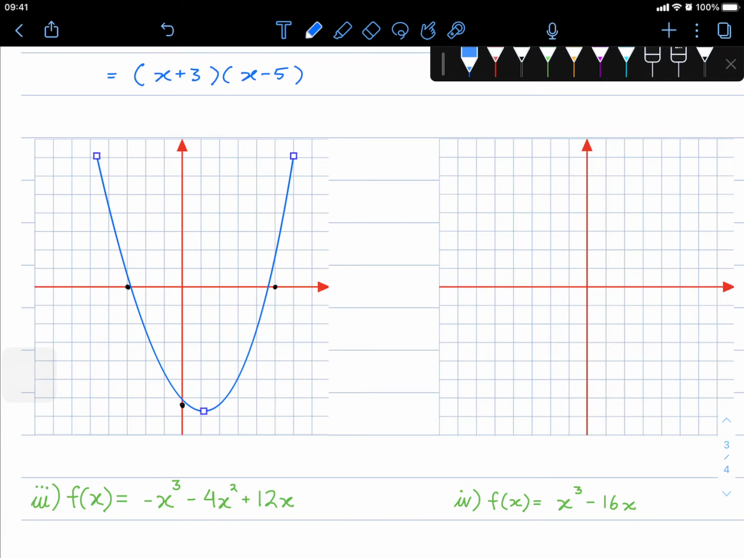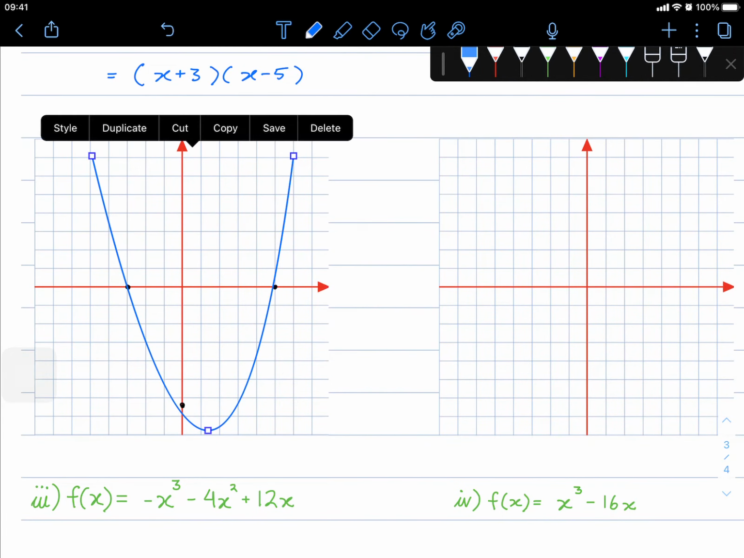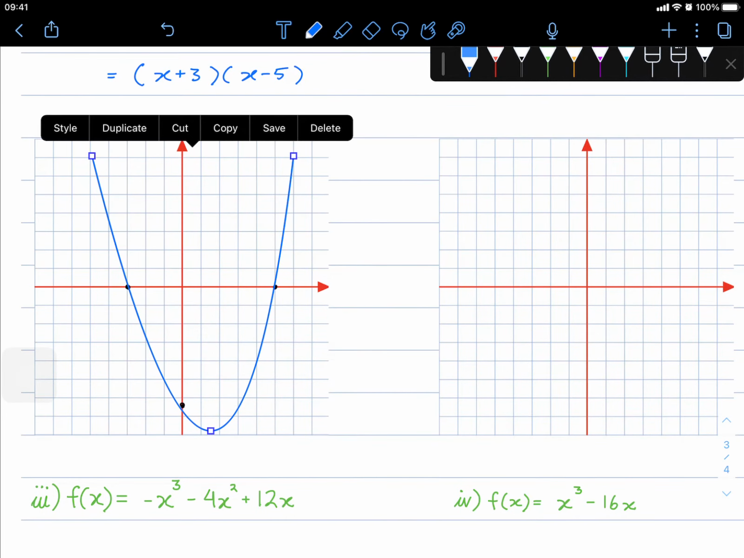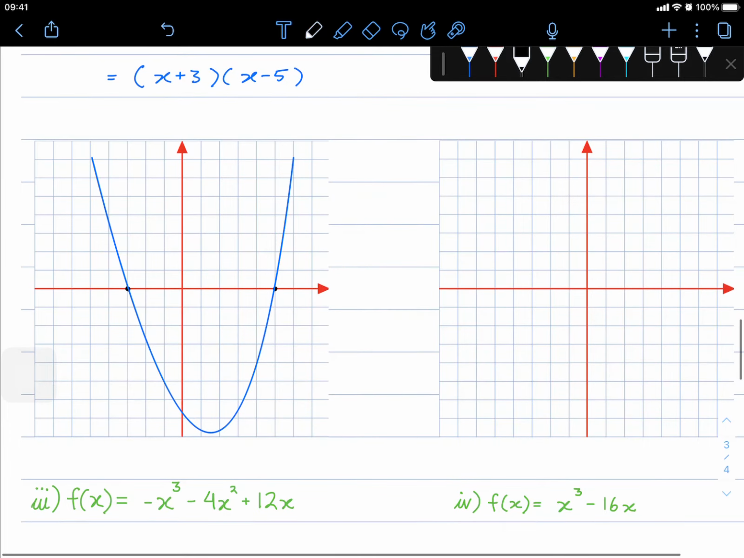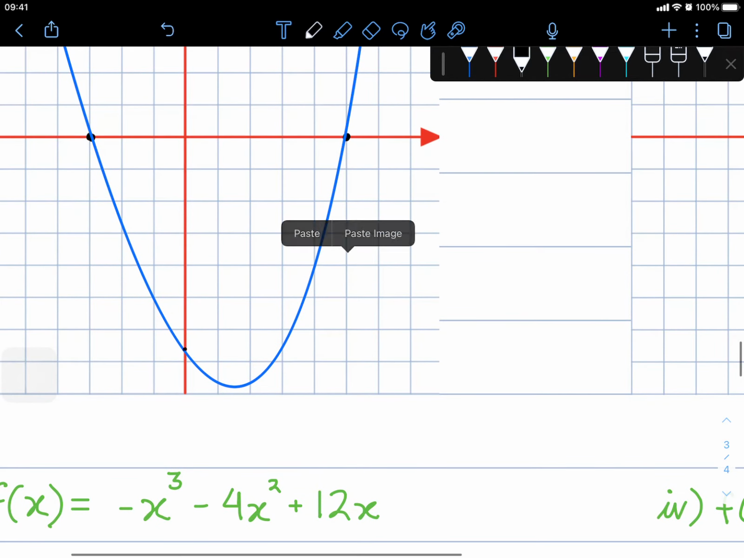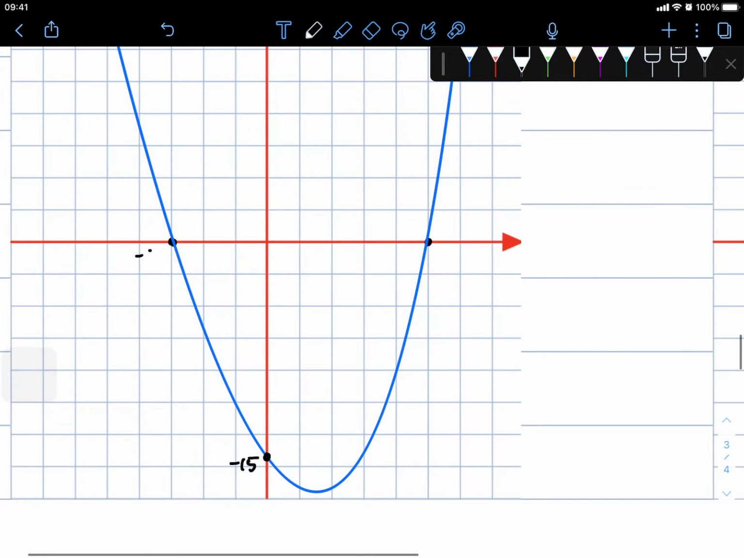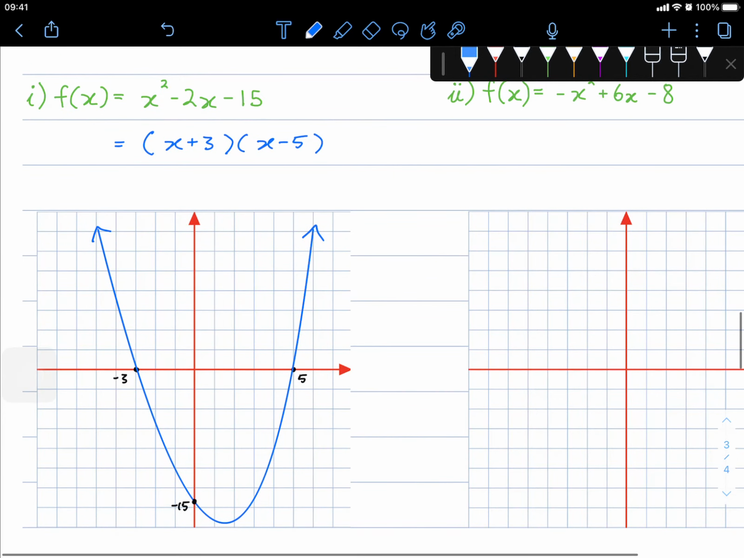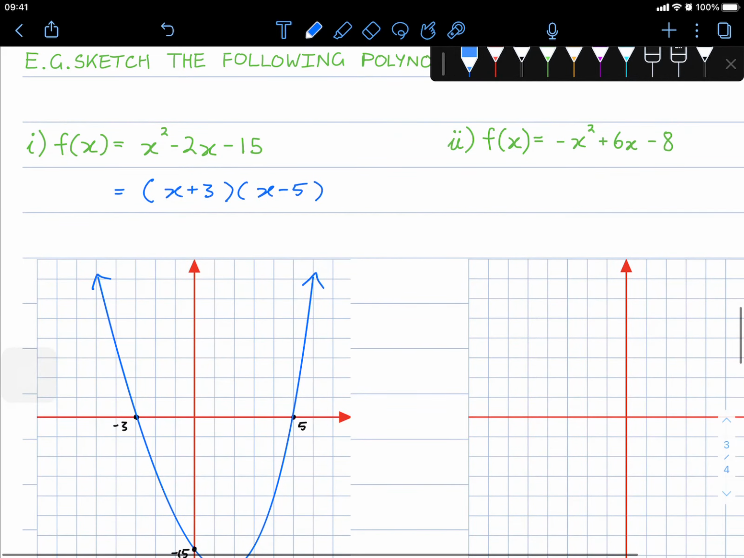You're definitely going to have to be a bit more careful than I am, because the iPad lets me use this feature where it makes parabolas for me. I'm just going to hack it a little bit, because definitely not to scale. -15, that's -3, +5, and that there is our sketch of the parabola. Moving right along.